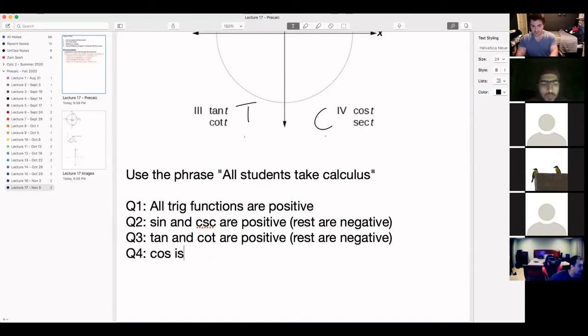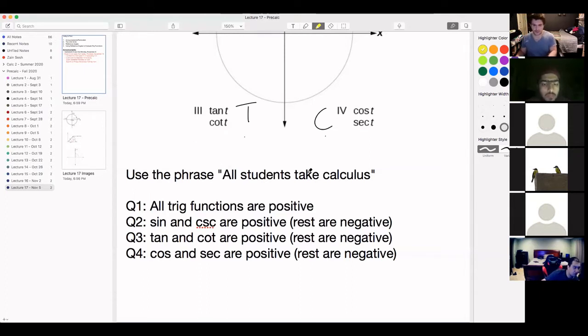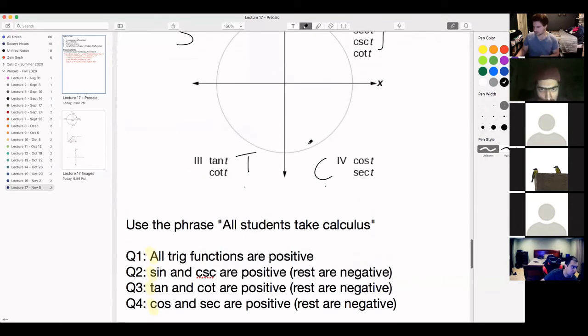Last one. Cosine and secant are positive. Rest are negative. Okay, so that's how it plays out, and you get this phrase, all students take calculus, just by looking at the first letters here. So we have A, S, T, C. All right, so that's how it plays out. Now let's use this and practice with it.